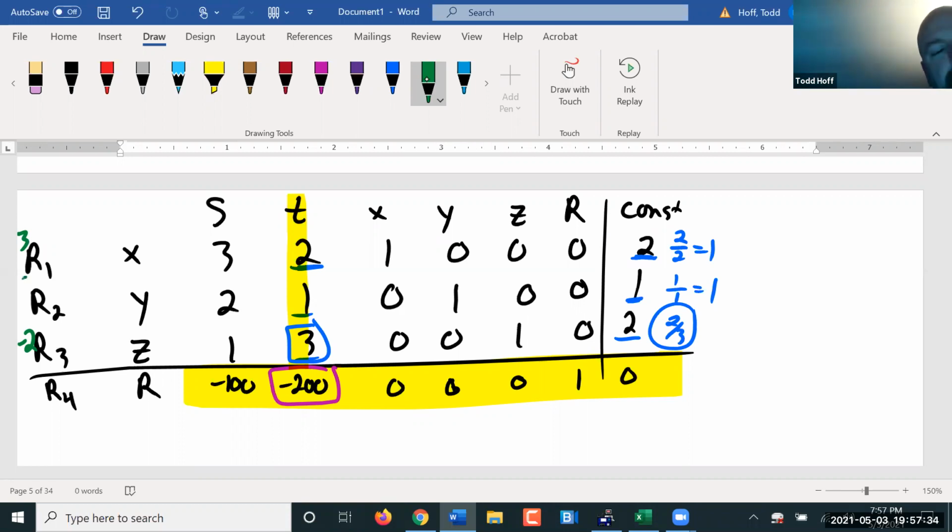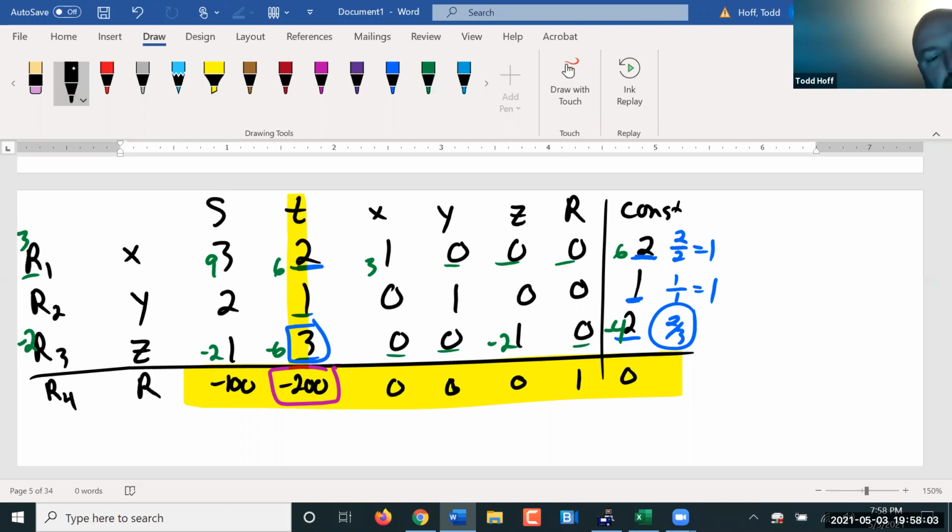So row 1 times 3: 3 times 3 is 9, 2 times 3 is 6, 1 times 3, sorry, 1 times 3 is 3. The zeros stay the same. 3 times 2 is 6. So we've adjusted row 1. Row 3 is times -2. So 1 times -2 is -2. 3 times -2 is -6. The zeros stay. 1 times -2 is -2. The zero stays. 2 times -2 is -4.